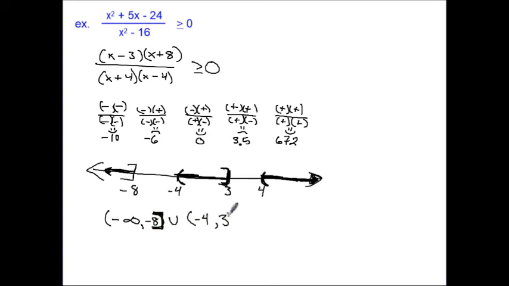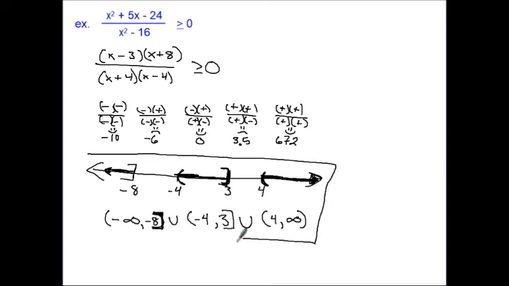Alright, so we get the negative 4 up to 3, and then again I need a bracket right there. And again, now I have a separate region, so I need to put down yet another union symbol, and then parentheses because I'm not including the 4, and then going all the way to infinity. Alright, so there's both the number line and the interval notation version of that all together into one big happy family.